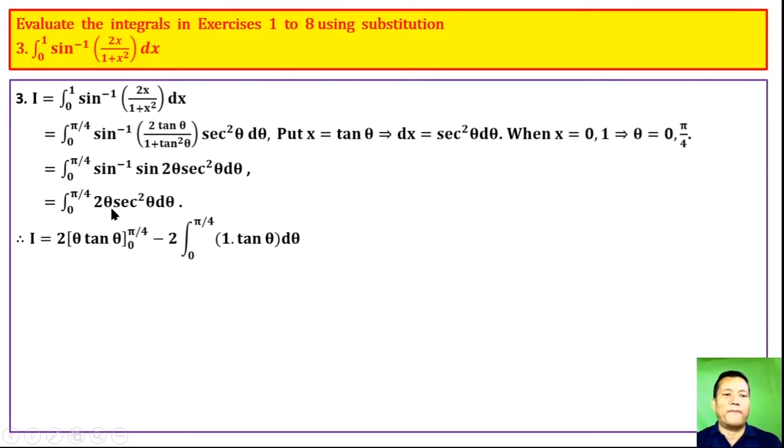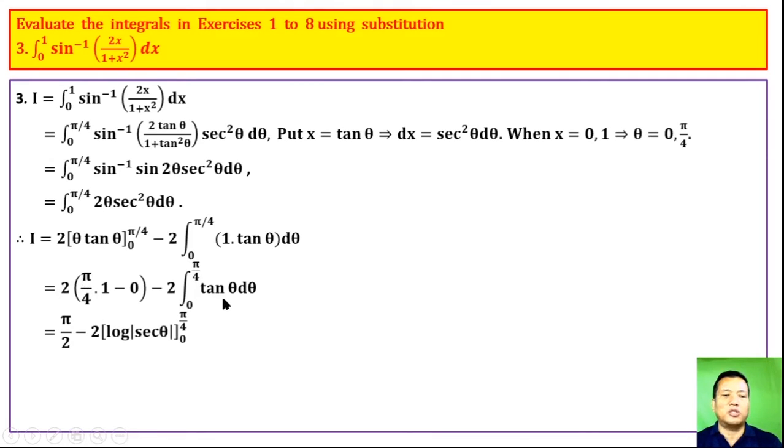Taking out 2 and applying the formula for integration by parts, theta is the first function, sec square theta is the second function. Theta remains unchanged. The integral of sec square theta with respect to theta is tan theta. And taking out minus 2, the derivative of theta with respect to theta is 1, and the integral of sec square theta is tan theta d theta. Putting theta equal to pi by 4 we get this, and theta equal to 0 we get 0, and the remaining term is 2 times the integral of tan theta between 0 and pi by 4.